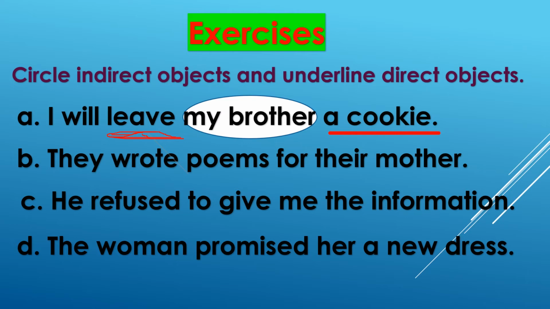Letter B. They wrote poems for their mother. So wrote here is the action verb. What did they write? They wrote poems. So poems here is the direct object. So underline poems. They wrote the poems for their mother. For here, you have for, so their mother is the indirect object. Letter C.